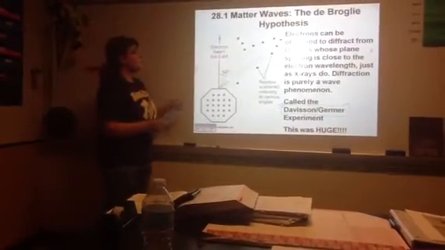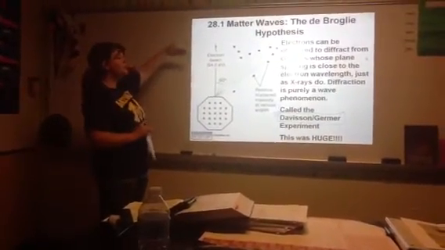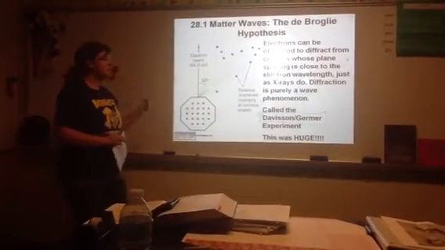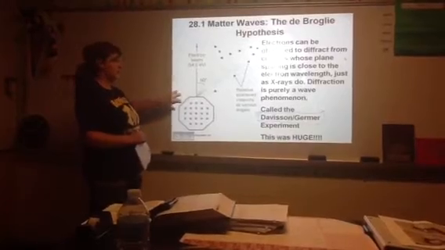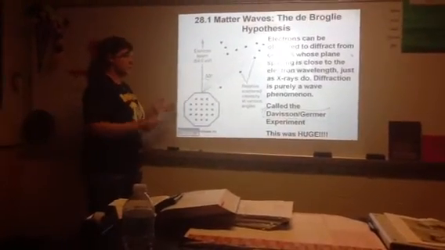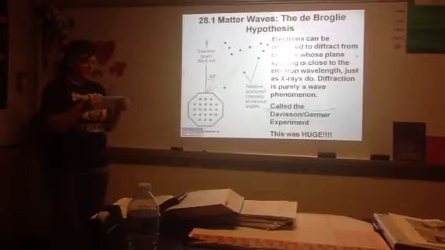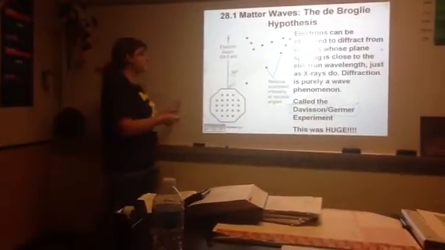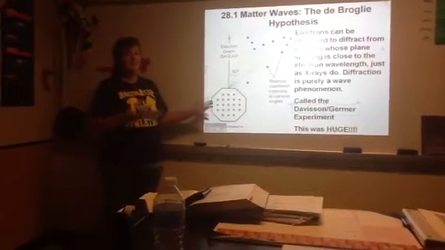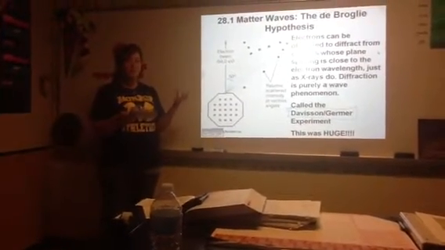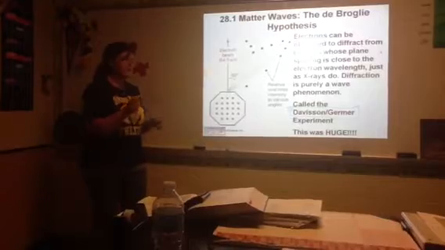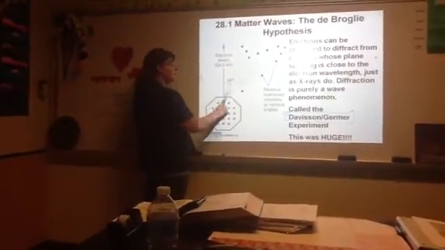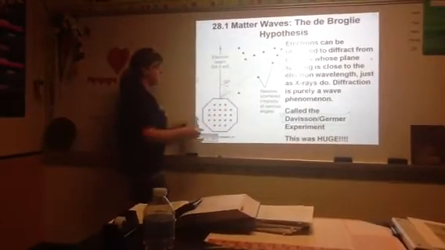Okay, what they did was, it says electrons can be observed to diffract from crystals whose plane spacing is close to the electron wavelength, just as X-rays do. So what happened here, in the first experiment, they took a single piece of crystal, specifically they used nickel. So let's just assume that this is our nickel, and they're going to expose some space in here.